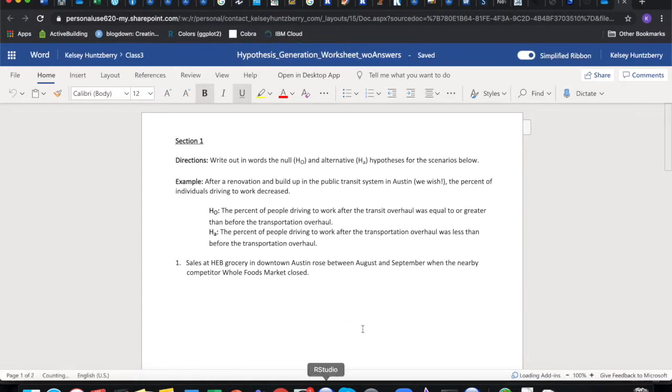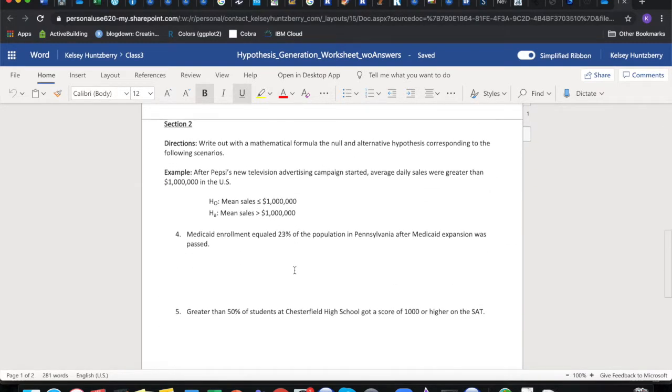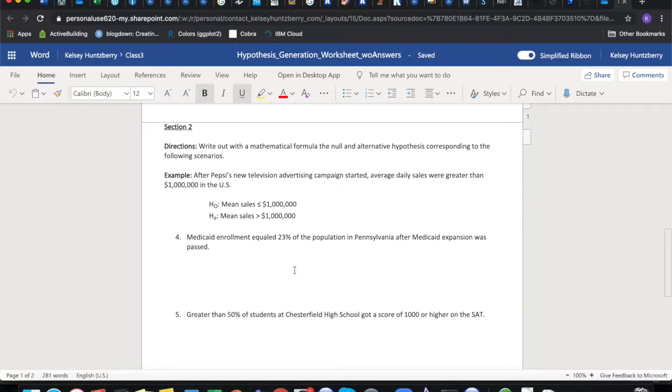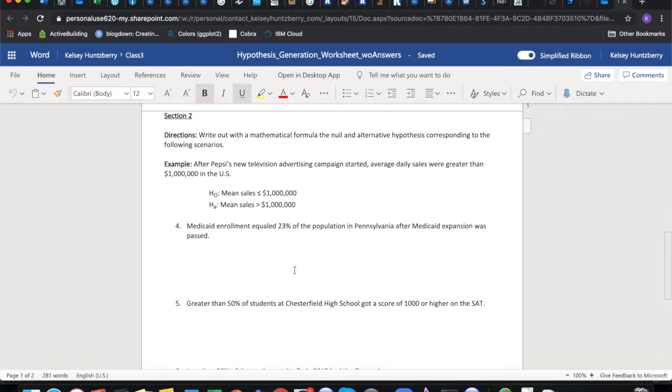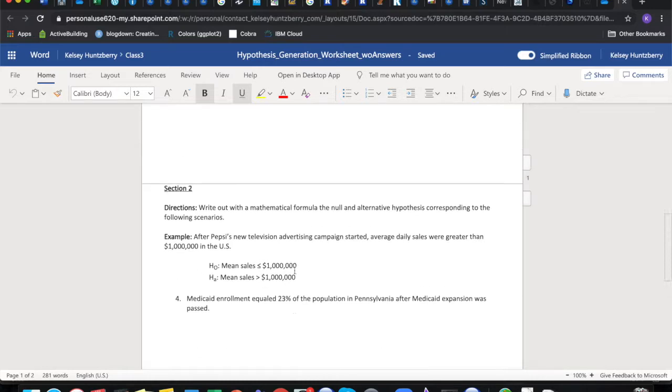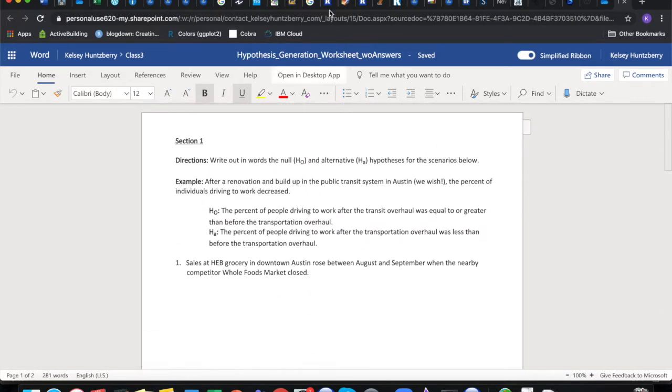So go through. The first part is writing them out with words. The second part of the page would be writing them out with just symbols and short phrases. So fill this out and we will go over the answers as soon as you are done.